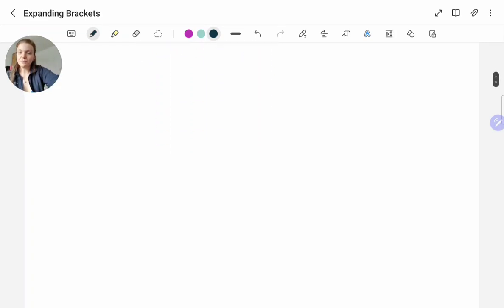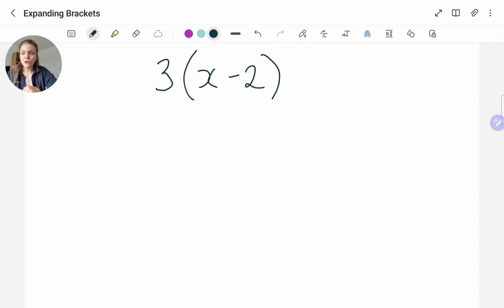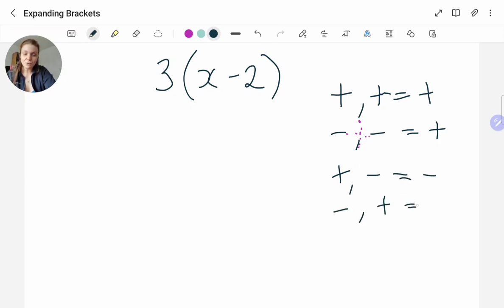Okay, let's look at another one. 3 upon x minus 2. So you need to make sure that you're clear on your positives and negatives. If we had two positives being multiplied together, that would give us a positive. If we had two negatives multiplied together, that would also give us a positive. You can try and envision you're making a wee plus sign there to help you remember it. If we had a positive and a negative, it gives a negative. And if we had a negative and a positive, it would be a negative.